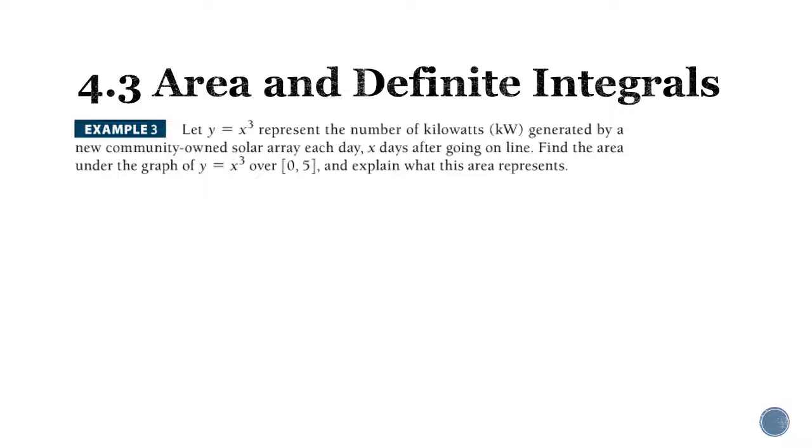Okay, now let's try a word problem. You're going to do the same thing. Just read the problem over. You're going to take the antiderivative, calculate it at 5 and at 0, and subtract. Pause the recording, give it a try, and resume to check your answer.